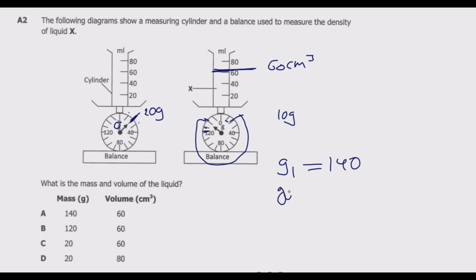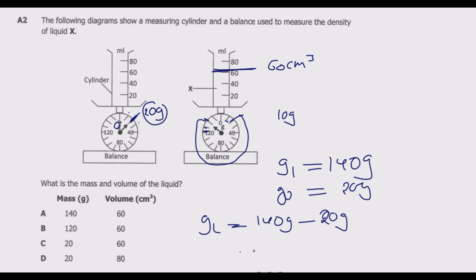Then the grams before we put anything, in the reading here, was 20 grams. So what is the weight of the liquid? The weight of the liquid will be the weight after we put the liquid on the balance scale minus the weight which was there before we put the liquid in this measuring cylinder, which is 20 grams. When you subtract that, I end up with 120 grams as the answer. So just go here and look for that answer, which is B. So B is the correct answer.